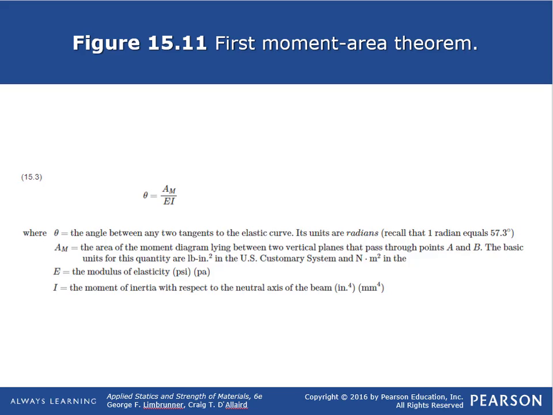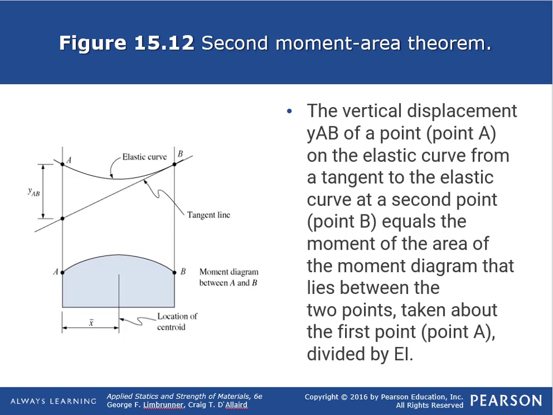There is a second moment area theorem, and it essentially talks about deflection. In this particular case, we have a tangent line to the elastic curve at point B. So here's our elastic curve. This tangent line is at point B. This tangent line is going to intersect this plane at A. And where that intersects, that's what we're going to call the deflection, y from A to B. So essentially that is the deflection from B to A. It's not necessarily a deflection of the beam, it's just a deflection of the tangent line.